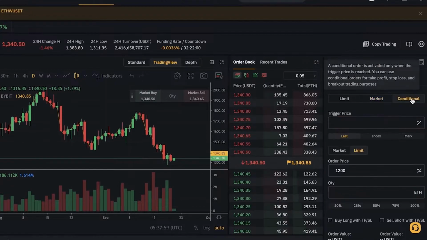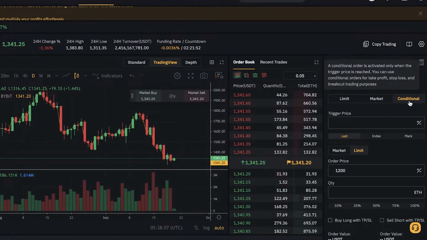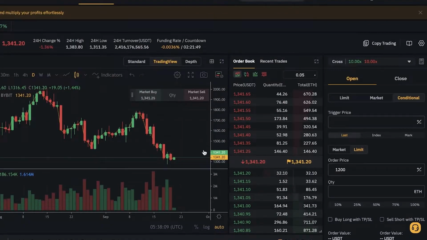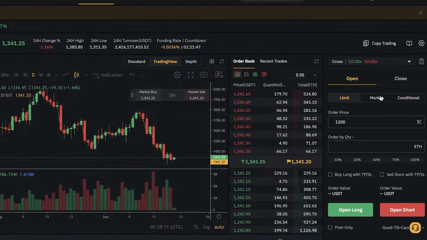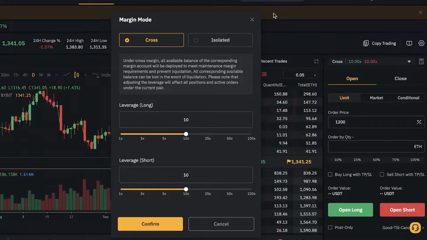And then you have conditional trades as well. This will only be activated when the trigger price is reached, and you can use this to take profits and stop losses and have a basic stable kind of futures trade. Now, if you take a look at cross or margin to a 10x or 2x, whatever you might want to call it.